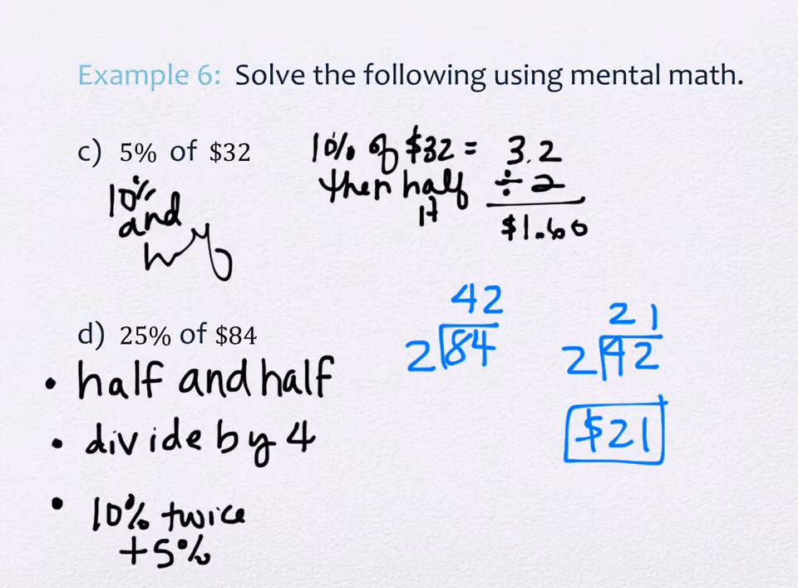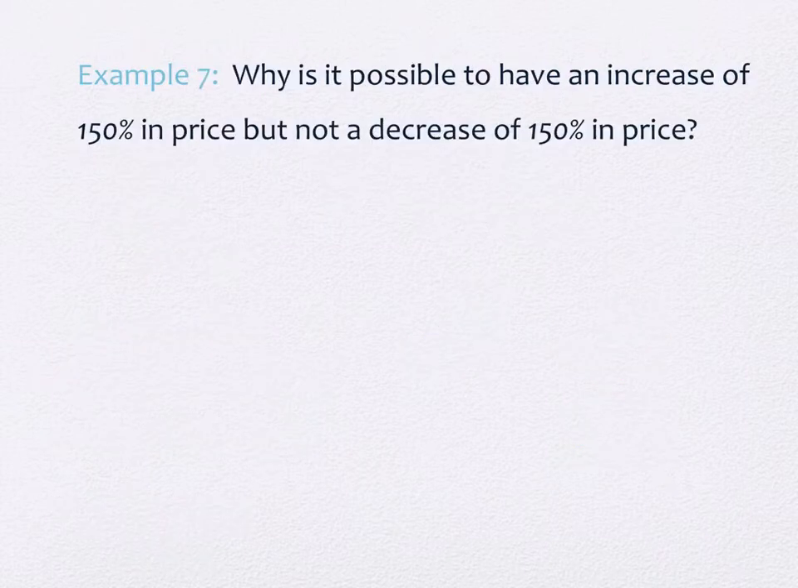Okay. I have one more question that's specifically about percents in this way. Why is it possible to have an increase of 150% in price, but not a decrease of 150% in price? Prices can't be negative. Okay, so if we tried to decrease something by 150%, it would become negative, right? So I will tell you that I have had that happen before at a store where it came up as a negative value, but it was because of coupons, not because of percentage off things.